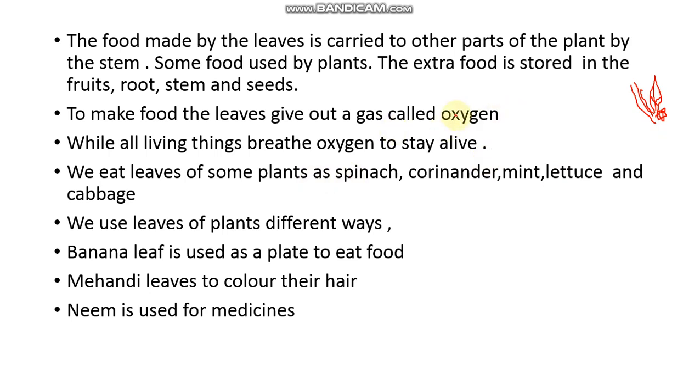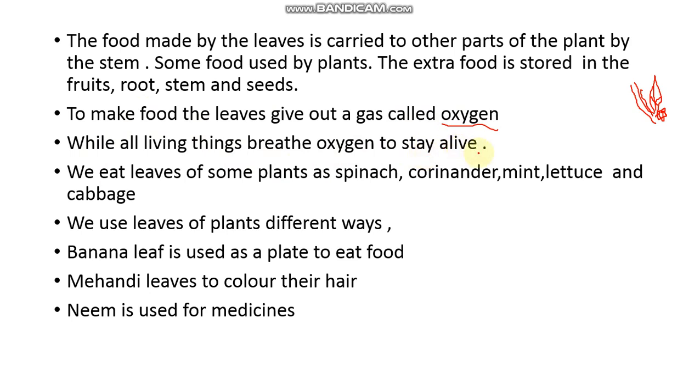Next, to make the food, the leaves give out a gas called oxygen. To make the food, what will the plants give out? Yes, oxygen. Yes, good student. It is oxygen, while all living things breathe oxygen to stay alive.